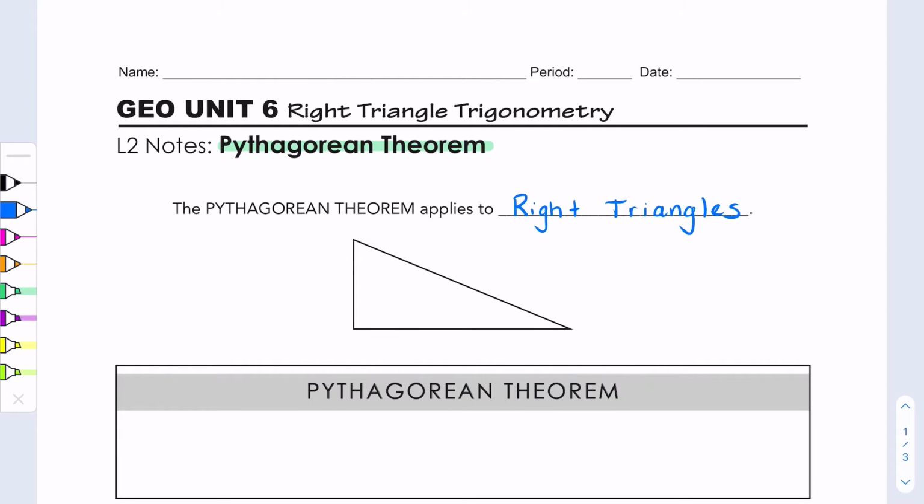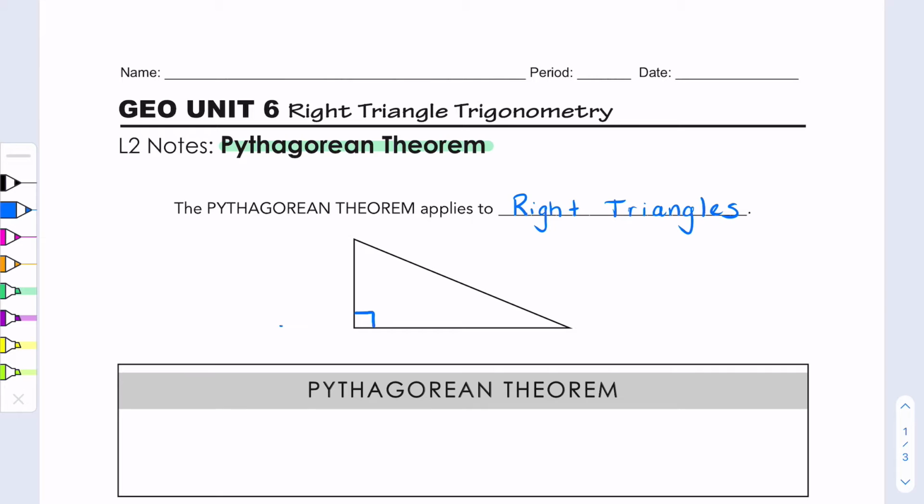This here is a right triangle, as long as we have an indication that we have a right angle. We have a hypotenuse, which is always across from the right angle. And we have two legs of the triangle.